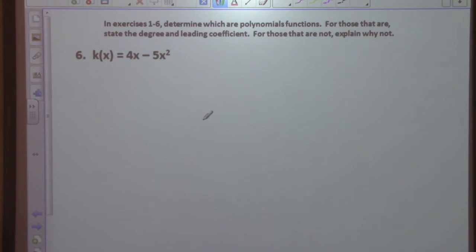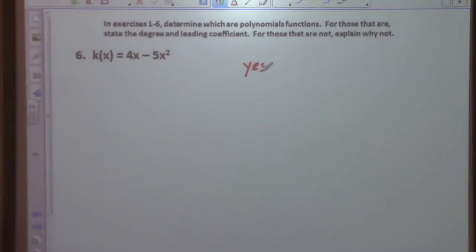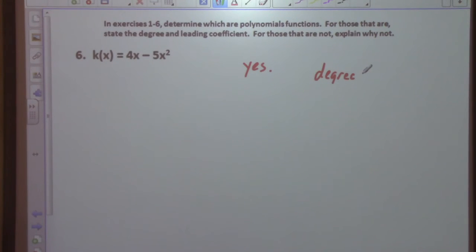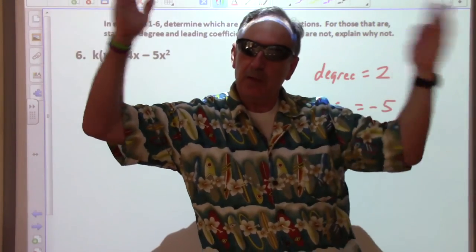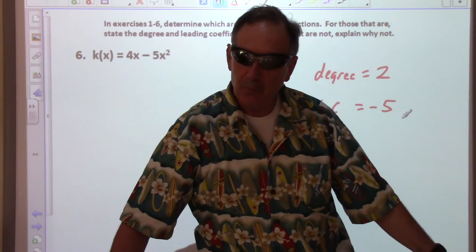Okay, now we are to 6. I'm going with no. You going no? Yes. I go with Kenzie all times on Tuesday. We'll say yes. Okay, and what is our degree? 2. And what is our leading coefficient? -5. Okay, is this one going to be odd positive, odd negative, even positive, or even negative? Odd negative.